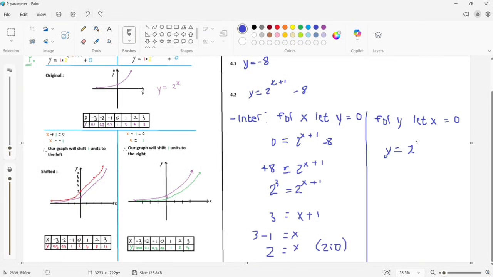Oh, wait a minute, I'm talking. x has to be equal to 0. I think my conscience was showing me, that's why I made a mistake there.